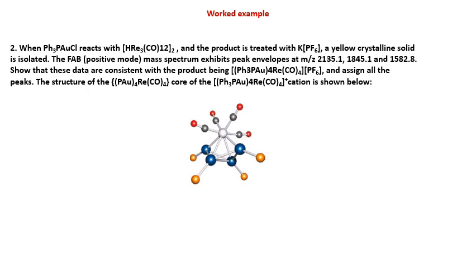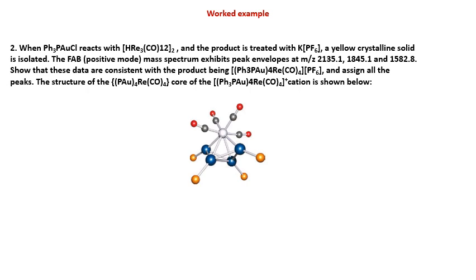So this is the 4 carbonyl rhenium, and it is connected to 4 gold atoms, which are shown in blue. You can see this phosphorus over here, the yellow-colored phosphorus, and PPh3 is attached with it, which is not shown. So this is overall the core structure. Now 3 masses are given: 2135, 1845, and 1582.